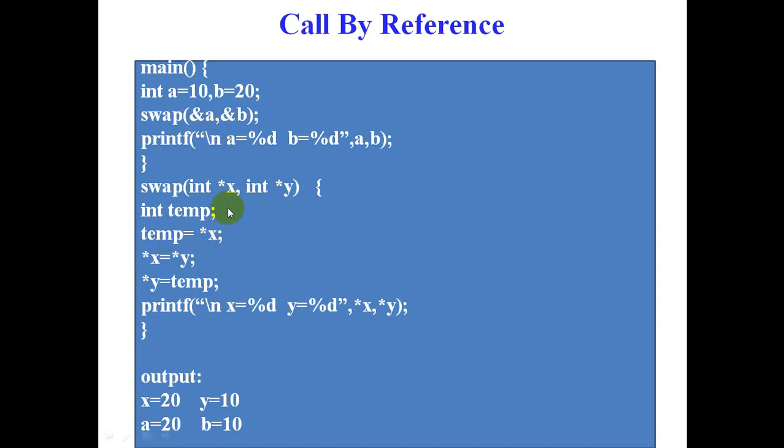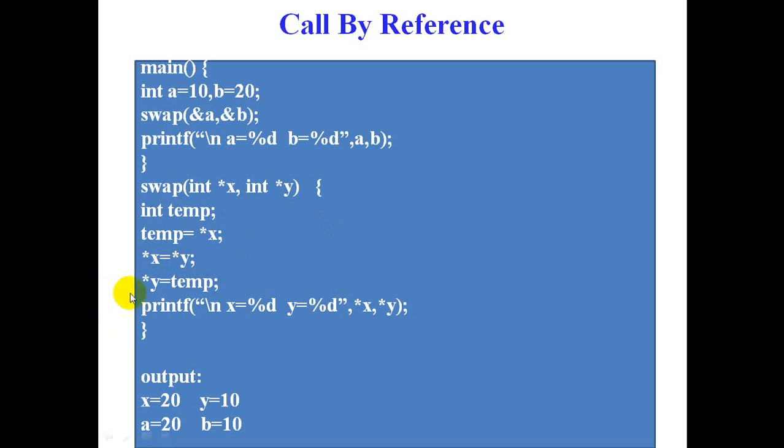So how do you tell x is equal to &A, where *x is equal to A? The value of A is 10, so that will be sent to temp. So now temp has the value 10. Here, same as *x, the *y, that is pointer y, is holding the value 20. So this value will be sent to pointer x. So now pointer x has the value 20.